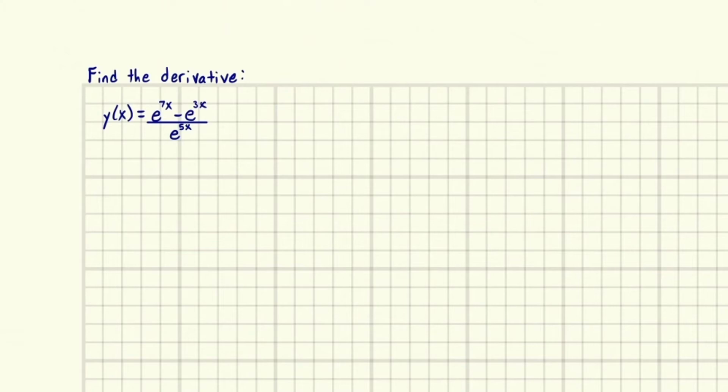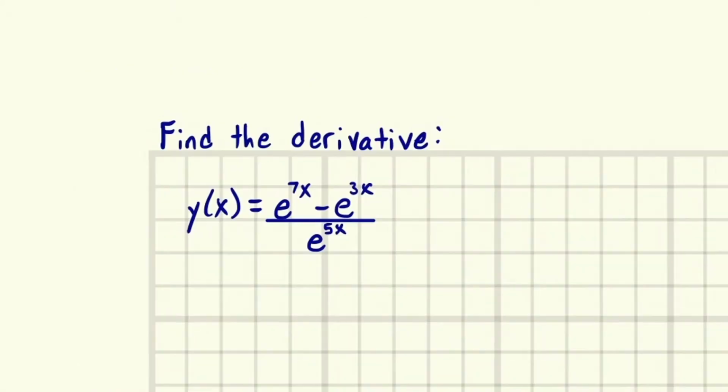Eric Burgess here, and we've been asked to find the derivative of (e^(7x) - e^(3x)) all over e^(5x). To do this, we could convert this to a product rule, which actually would probably be a bit easier, or we could use the quotient rule. So I'm going to go ahead and do it both ways. First, let's start with the product rule just because it seems like it'll be easier.